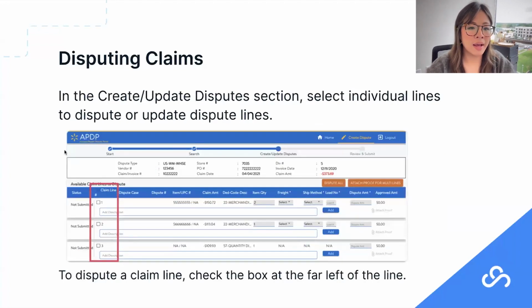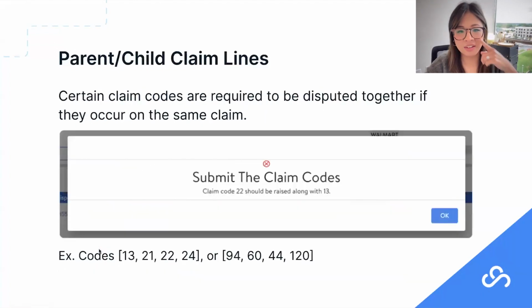Okay, so from there, one thing that a lot of folks miss, because it's not super obvious, is that you do need to actually select the individual lines that you want to dispute, as I mentioned in that earlier example. So you can say, hey, I want to do 1 and 2, but this quantity discount is valid, so I'm not going to fight that, or something like that.